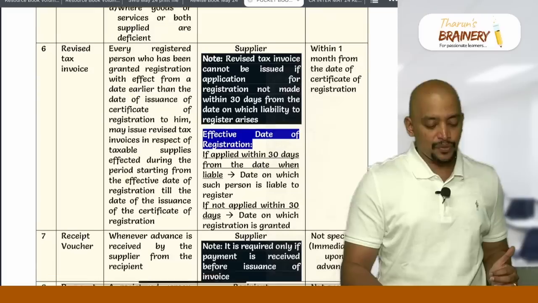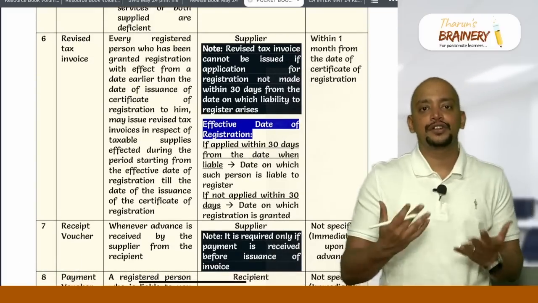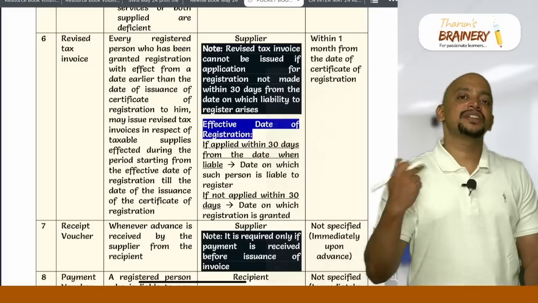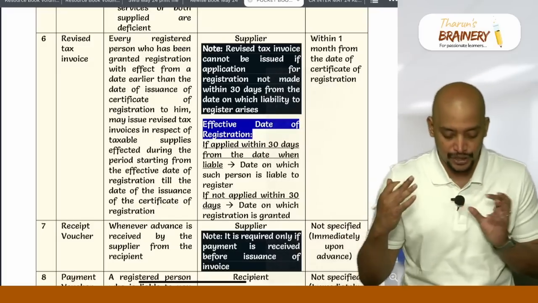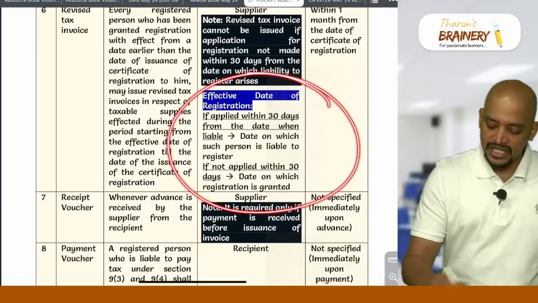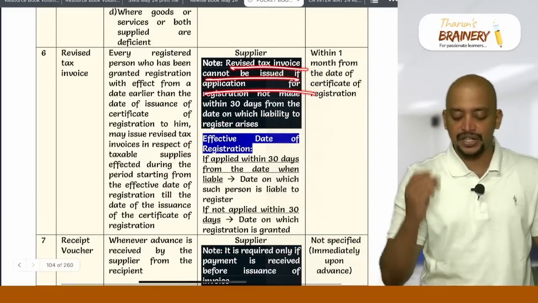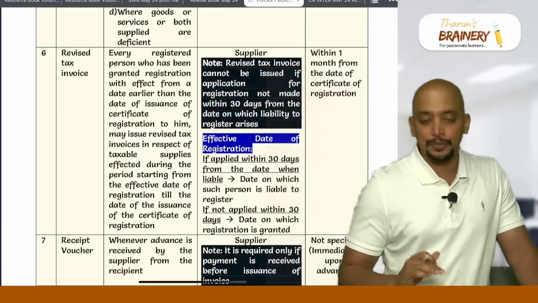So the liability will be payable, but he cannot give the revised tax invoice. And for the revised tax invoice, here the word used is not "shall", it is "may". Because of this, the supplier may not be able to recover the GST thereafter. So that's the reason why a revised tax invoice is not mandatory. It is up to the recipient and the supplier based on the contractual terms. So here two points: the effective date of registration, and a revised tax invoice cannot be issued if the application for registration is not made within 30 days from the date on which liability to pay GST arises.